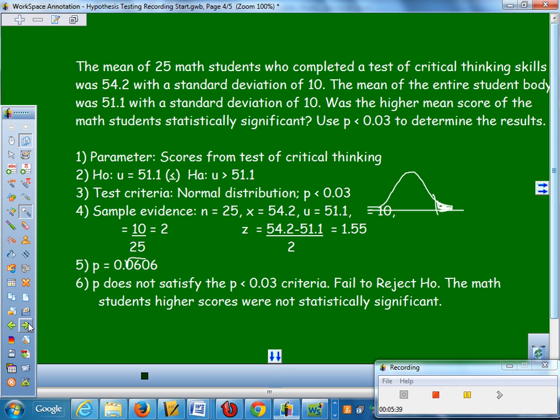So the question was, was the higher mean score of the math students statistically significant? Did they really do better? And we were supposed to use p at less than 0.03, so less than 3%, meaning we want to be at least 97% confident that this is correct. So if you go through our steps, the parameter is what we are trying to study. What information do we need? What's the numerical data you need in the study? And that will be the scores from the test of critical thinking. And then the one that's the most crucial of all is naming the null and the alternative.